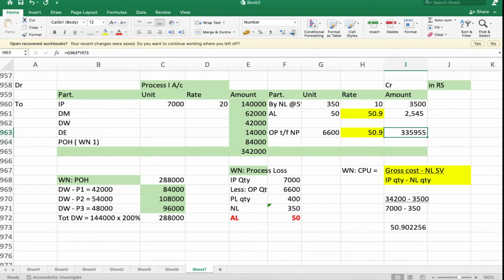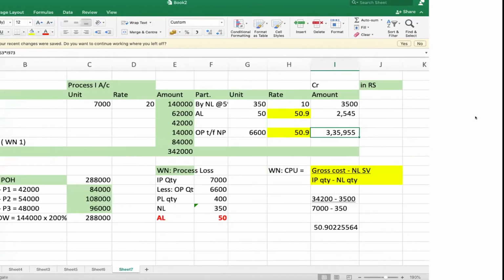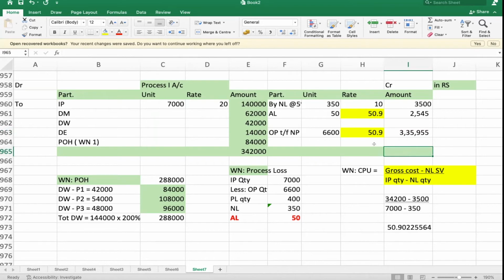Thereafter, you can do rounding off. How much now? $6,600 into 50.902256 comes to how much now? Is it right? Check it up. 3,35,955. Then 54.887217. Now there you can round it off. In the answer column, you can do the rounding off. So make a total.